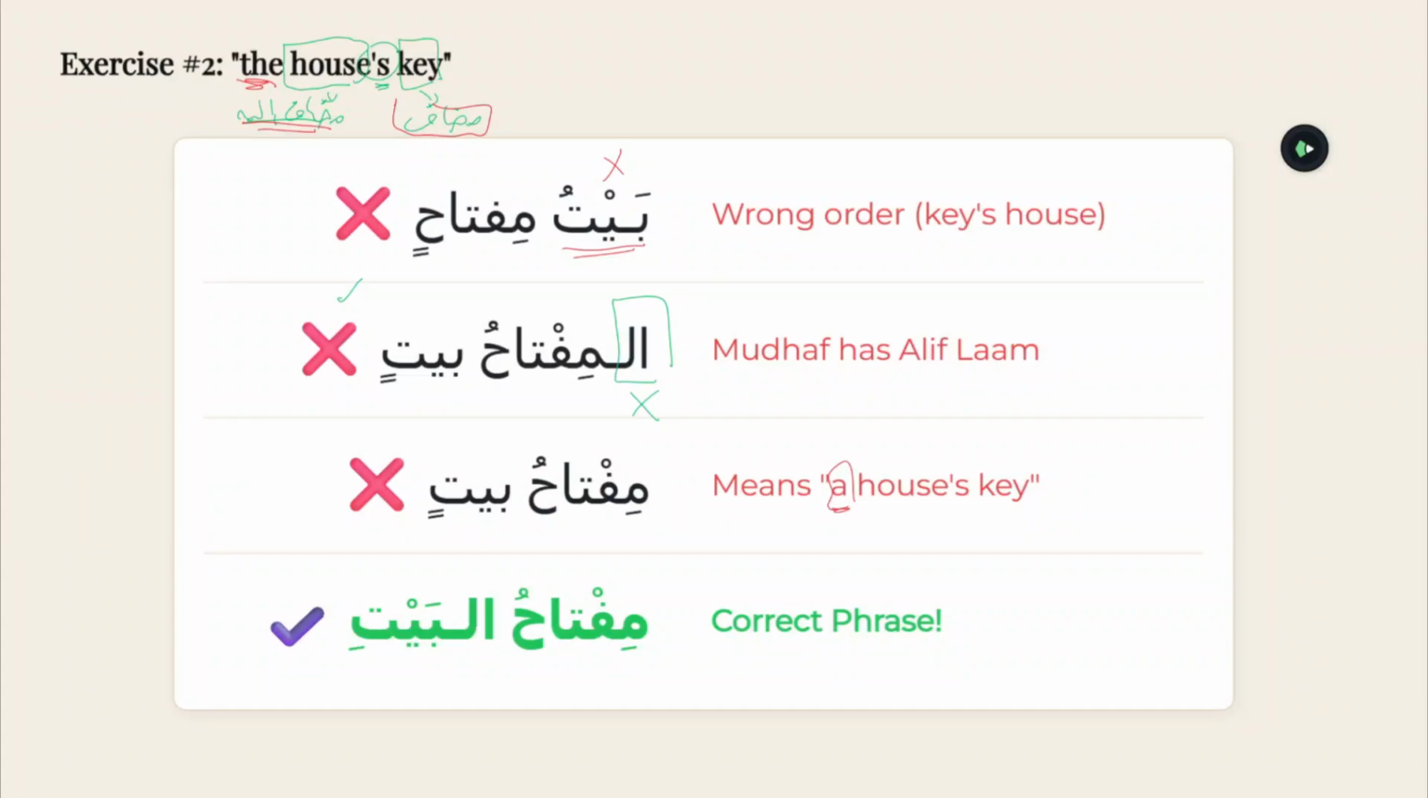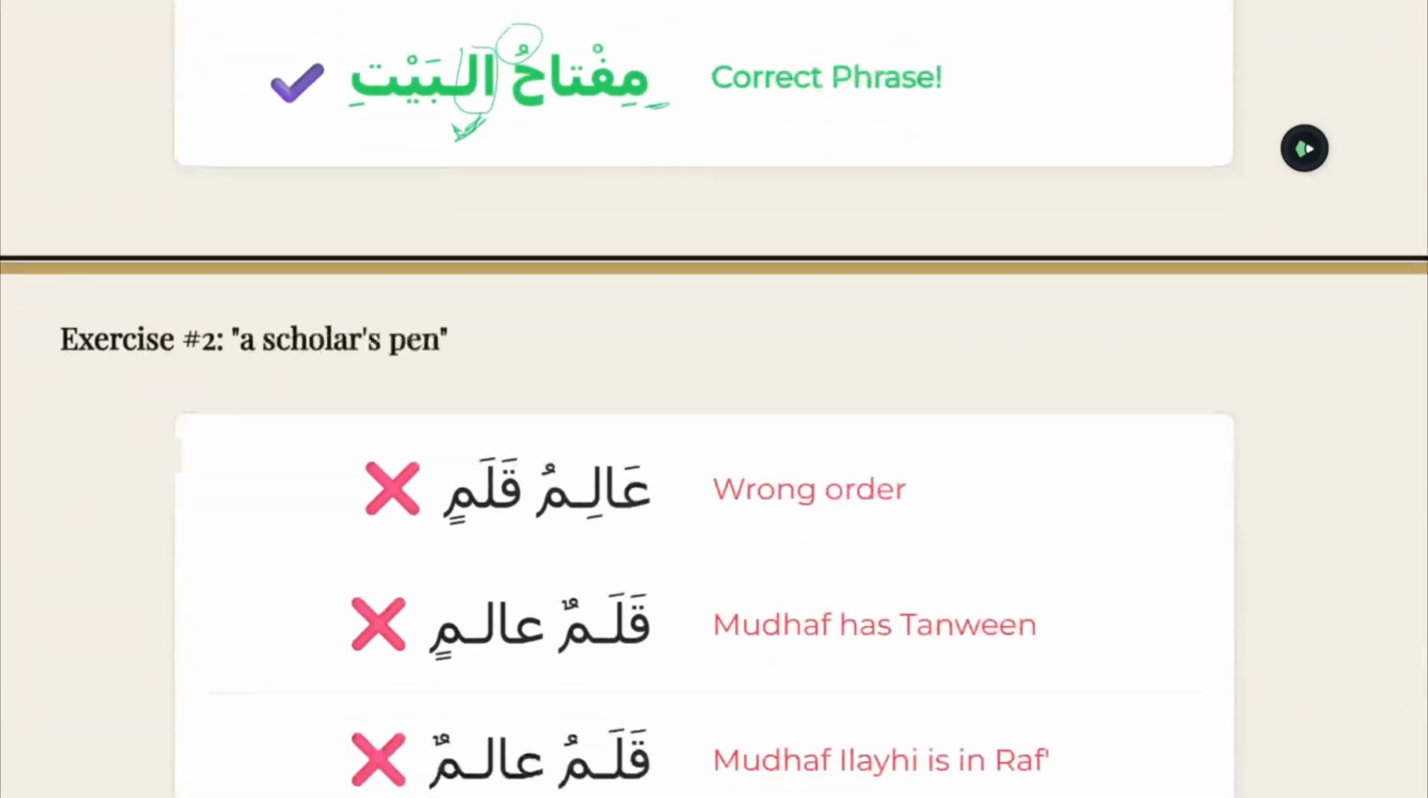Mudaf ilayh over here, house, needs to be specific. Remember, I told you that even though mudaf cannot have alif lam or tanween, mudaf ilayh can. Mudaf ilayh can have alif lam or tanween. So miftahul bayti, that is the correct phrase.